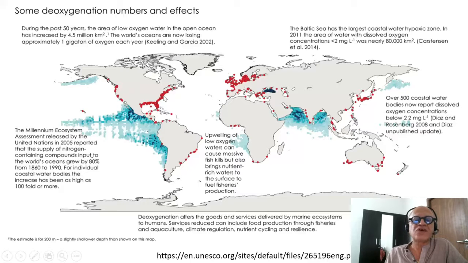But this is also now being exacerbated by warming of the ocean, which is related to greenhouse gas emissions and global warming, and obviously warmer waters have reduced solubility of gases like CO2 and oxygen. So deoxygenation is a big problem. Some deoxygenation numbers and effects here: during the past 50 years, the area of low oxygen water in the open ocean has increased by 4.5 million square kilometers. The world's oceans are now losing approximately 1 gigaton of oxygen each year.